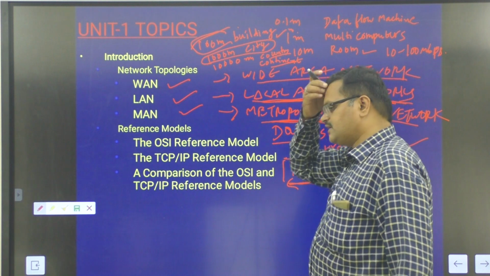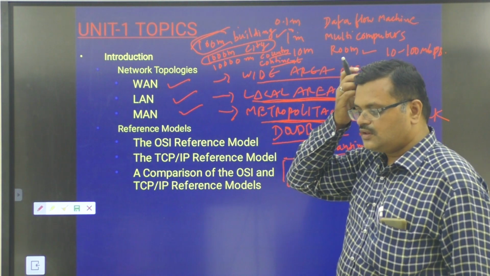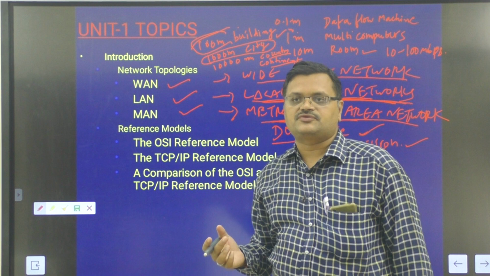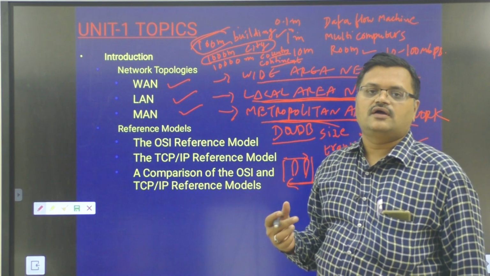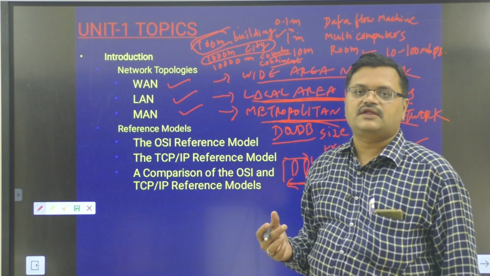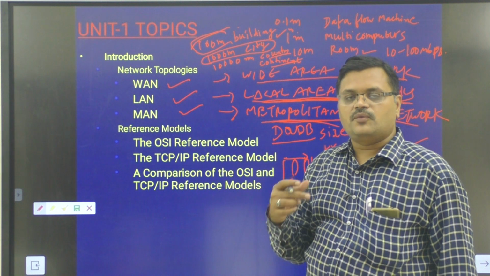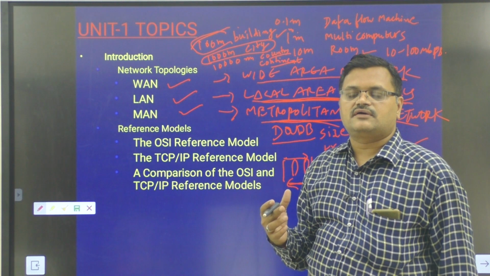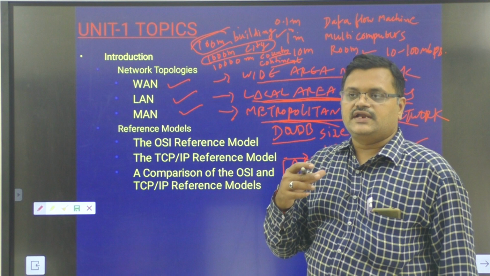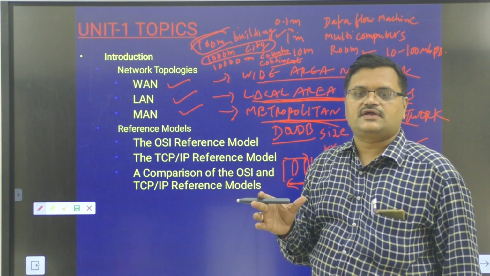And in the local area network, we have two types, whether it could be point to point or broadcast. Broadcast means sending a message to all the machines in the network.